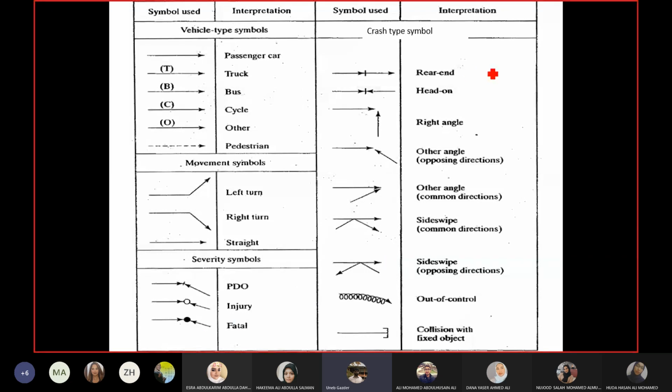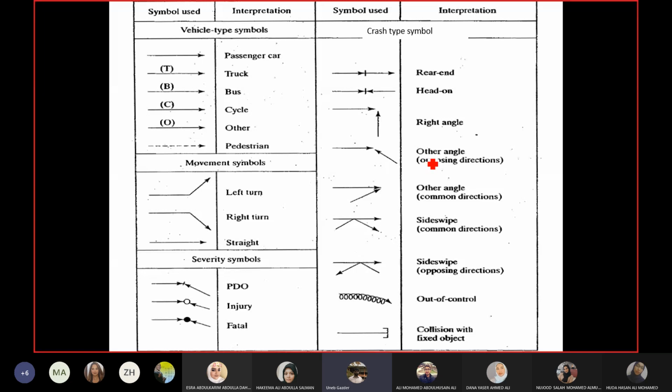Then you come to the different types of crashes. So we have rear end. You can see here, one arrowhead is meeting with the tail of the other arrow. That means one car is hitting the back of the other car, right? So we call it rear end. Then head on. So two arrows are meeting head on. That means both cars hit each other from the front side, and that is considered the most dangerous type of accident. Then we have right angle. I've already showed you the right angle. Then we have other angle. So anything which is not rear end, head on, or right angle is other angle.